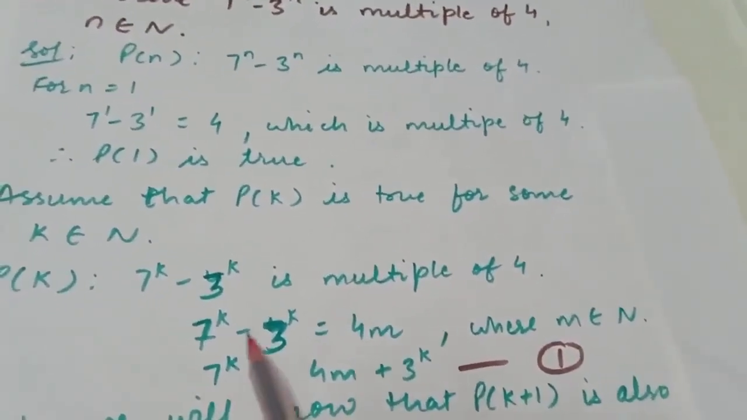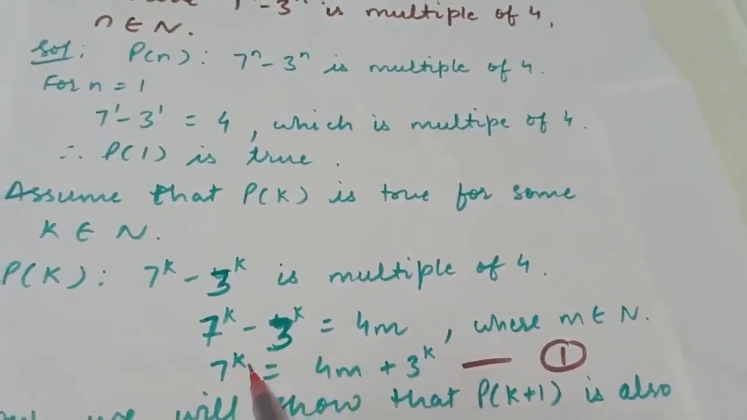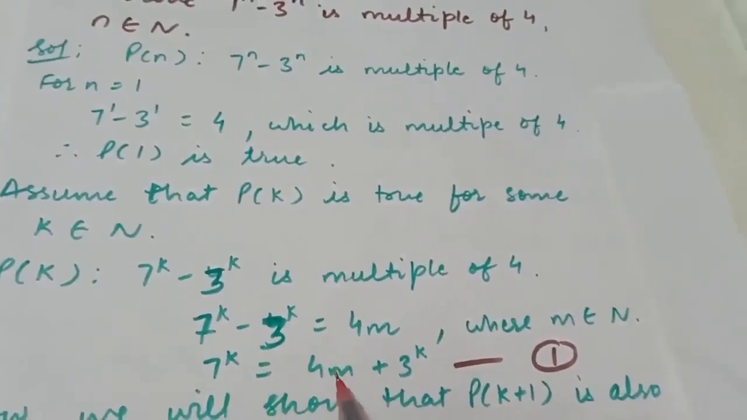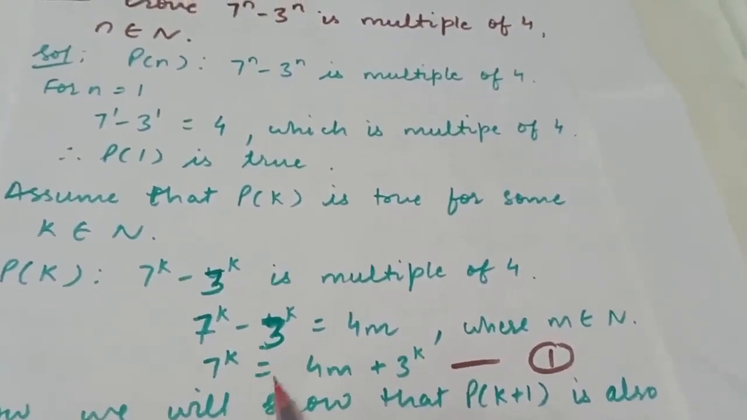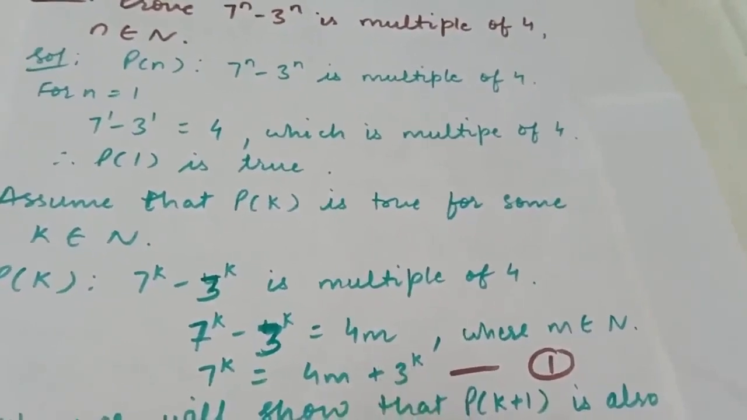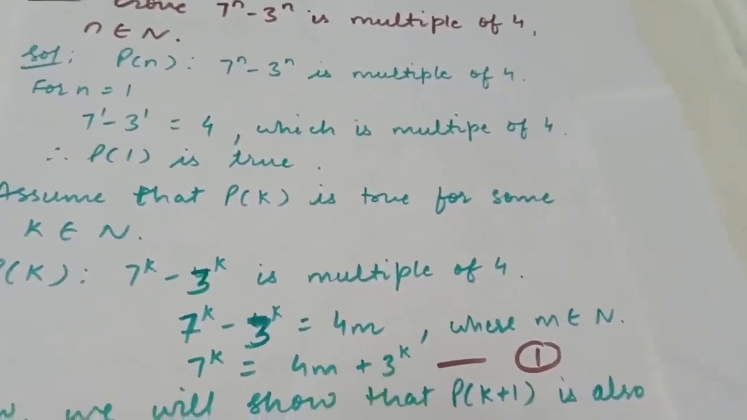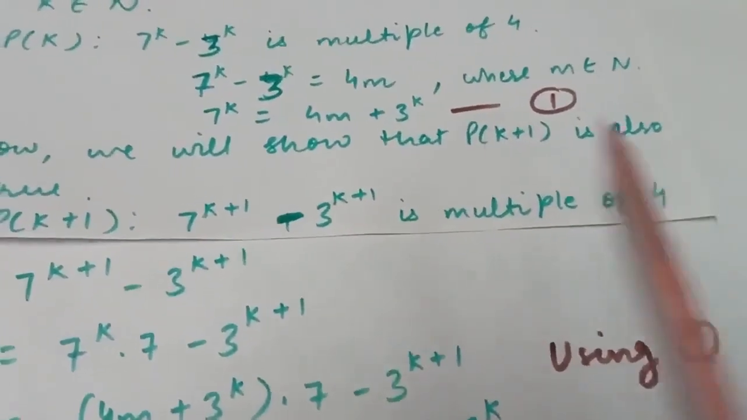Now we will find the value of any of the terms. So we are finding the value of 7 raised to the power k, which will be equal to 4m, taking 3 raised to the power k to that side. So 7 raised to the power k is equal to 4m plus 3 raised to the power k, and let this be equation 1. Now we will show that Pk plus 1 is also true.